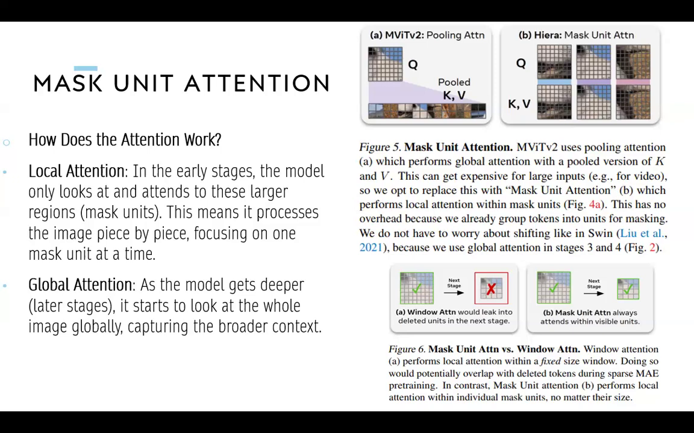There's also some comparisons to window attention. Window attention performs local attention within a fixed size window, however, doing this would potentially overlap with the deleted tokens during the MAE pre-training. So mask unit attention, which they introduce in this paper, performs local attention within these individual mask units, no matter their size. Essentially, this helps retain the context without having to worry about any features getting deleted. It's able to be very sparse, but also very useful in the sense that none of the context of the image ever gets lost.